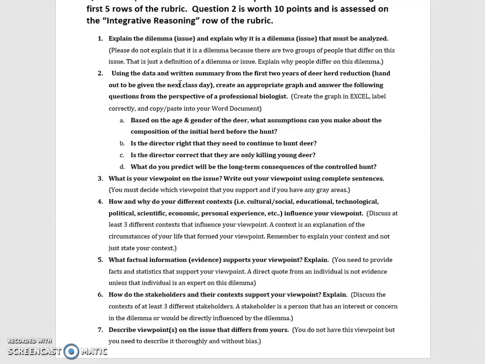And what I did in the fall was they were given data and information on the first 2 years of the deer herd reduction. And then they had to create a graph, label it, and put it into a Word document. And then they answered these 4 questions based on the age and gender of the deer. What assumptions can you make? Is the director right that they need to continue to hunt the deer? Is the director correct that they're only killing young deer? What do you predict will be the long-term consequences?